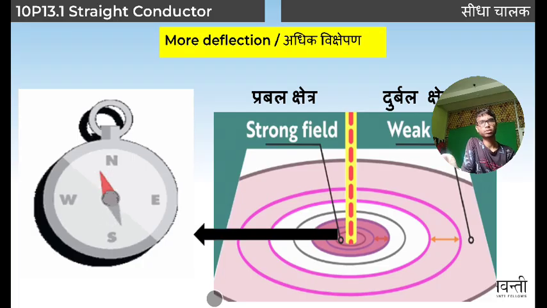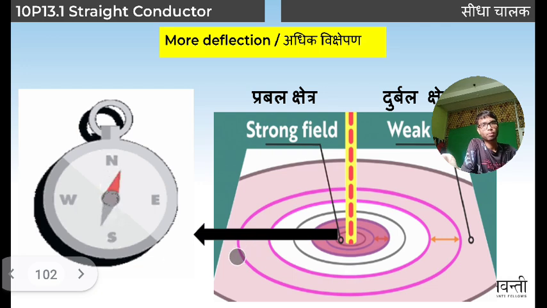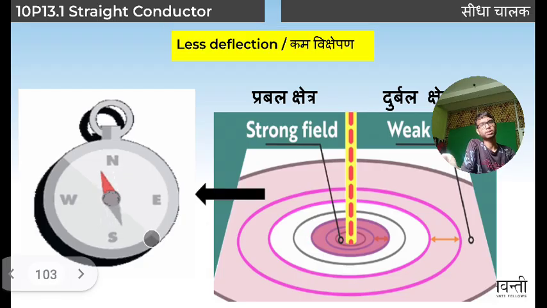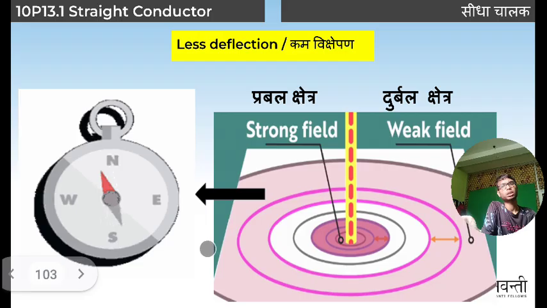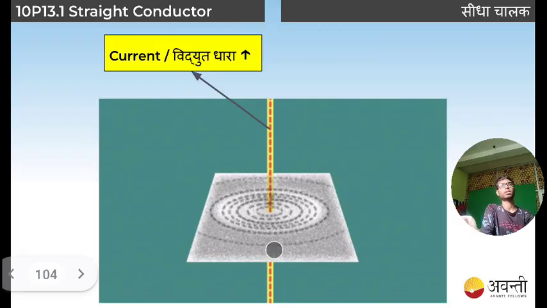Less deflection. Here more deflection. Why? When it is near to this, then there would be more deflection. The work of this needle would be more, but if it is far away from this, then the needle will work less, you can see, because here we have a weak field. Here we have a weak field, but here we have a strong field.